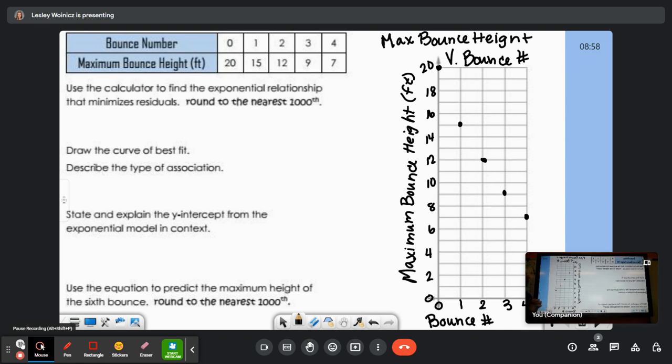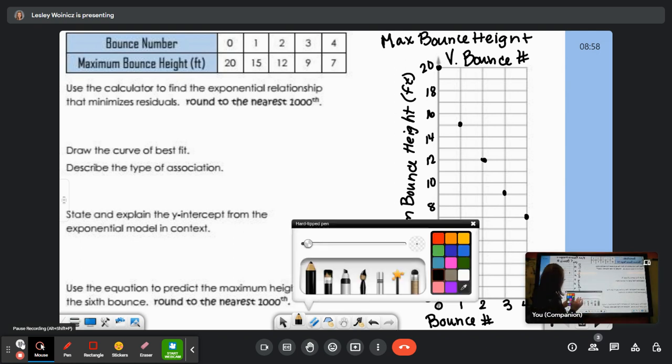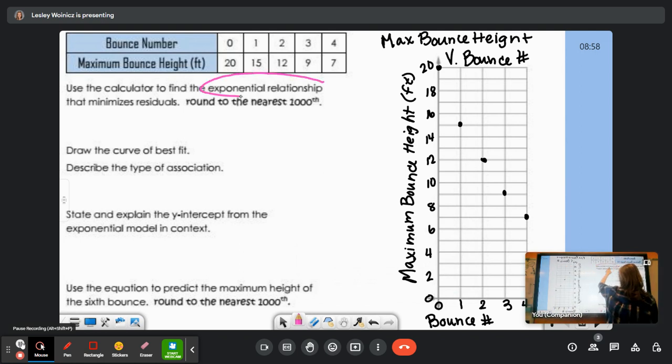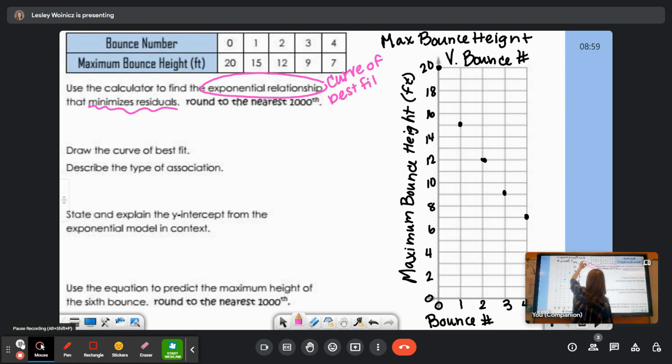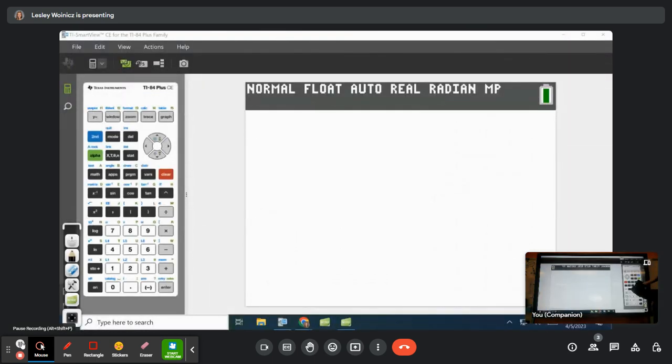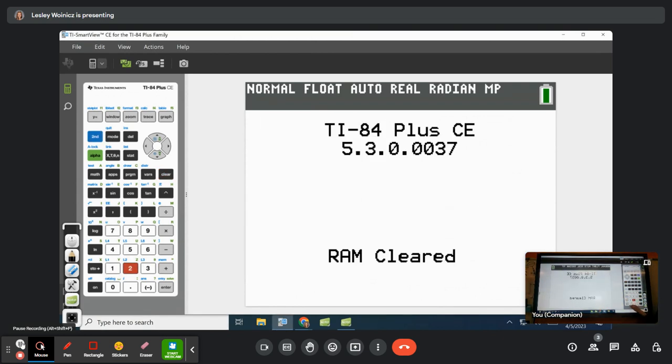Okay, so the next part asks us to use the calculator to find the exponential relationship that minimizes residuals. This exponential relationship that minimizes residuals is just a fancy way of saying curve of best fit. And our calculator can do that for us. So here we go. Before you do anything on your calculator, you're going to want to reset your memory. You're going to hit second, plus, and then 712 to get rid of any weird settings that the kids before you might have used. So second, plus, 712, and that'll reset your memory.